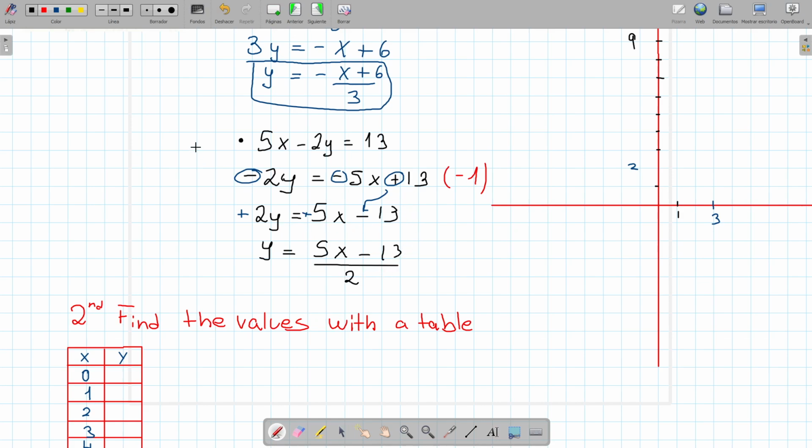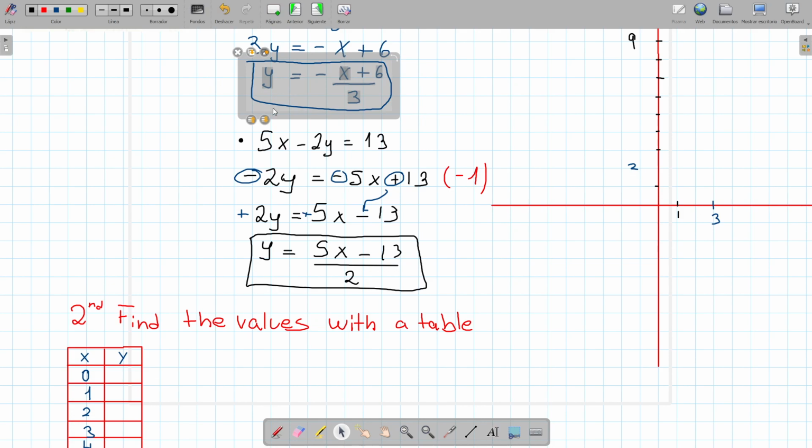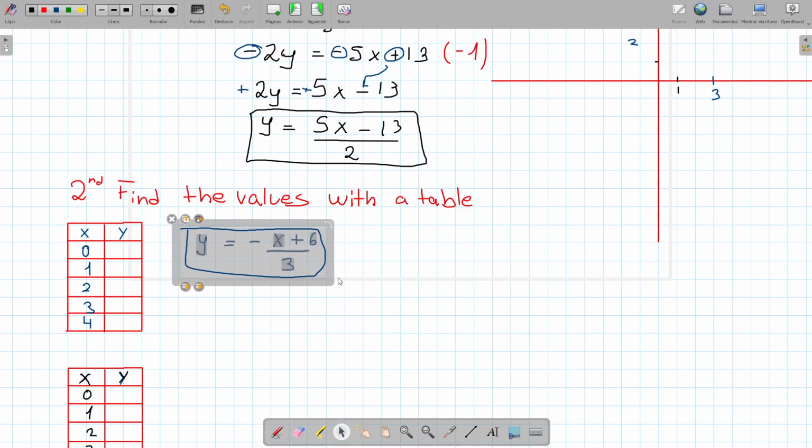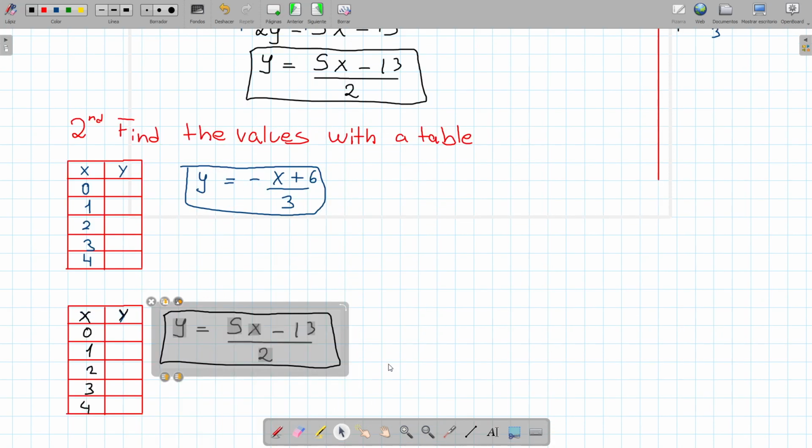Now that the two equations are in the way that they are supposed to be, I'm going to take these equations, and in order to graph, we are going to do a table. The best way to work with a table is to grab the values from 0 to 4. So I will replace the values 0, 1, 2, 3, and 4, and put them into the equation.